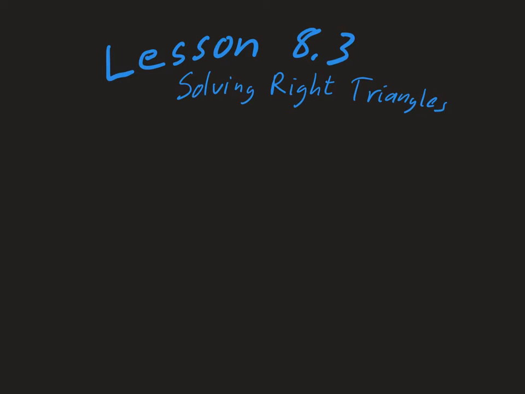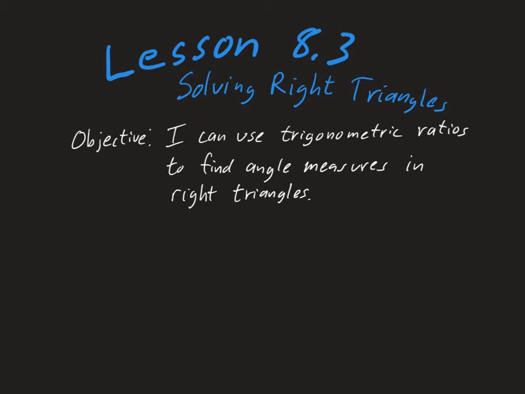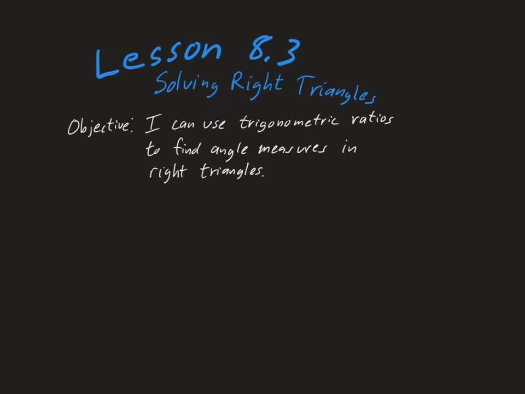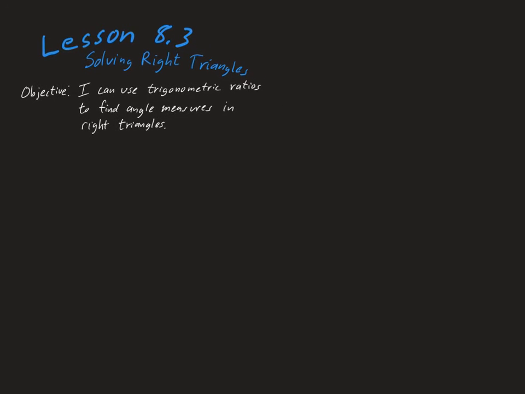So this is lesson 8.3, solving right triangles, but it's really more about finding the measure of angles in right triangles if you're given some side lengths. So the objective here is I can use trigonometric ratios to find angle measures in right triangles, and also using that information to solve real-world problems.